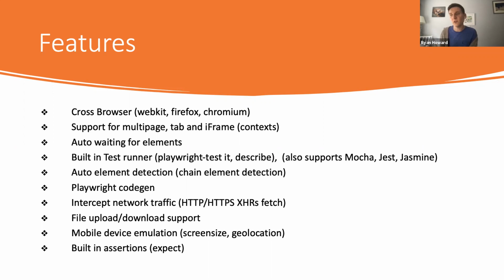And built-in assertions. So Playwright has a number of built-in assertions using the expect syntax. So expect text to equal, that sort of thing. Expect a value to be null. So you don't have to use a third-party assertions library. You can get away for the most part with using Playwright's built-in assertions.